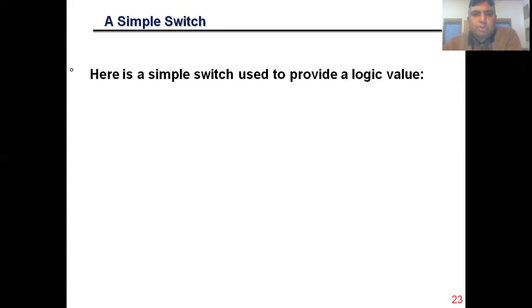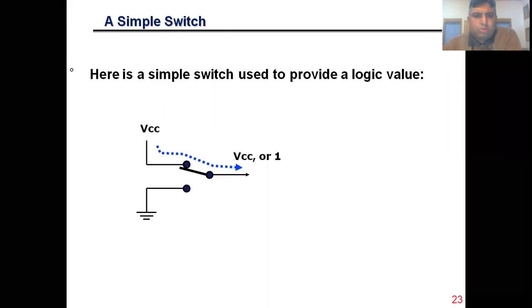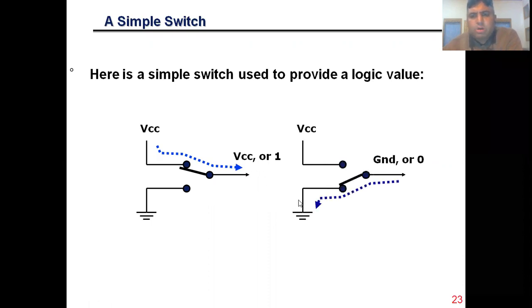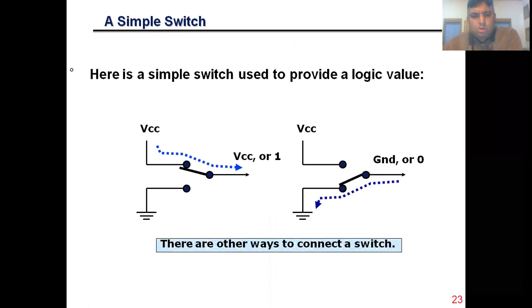Here is a simple switch used to provide a logic value. Here you have a switch which can connect to VCC or ground. If it is connected to VCC, it is logic 1, and if it is connected to ground, it is logic 0. There are other ways to connect a switch. Other than this diagram, we can connect a switch in other ways as well.